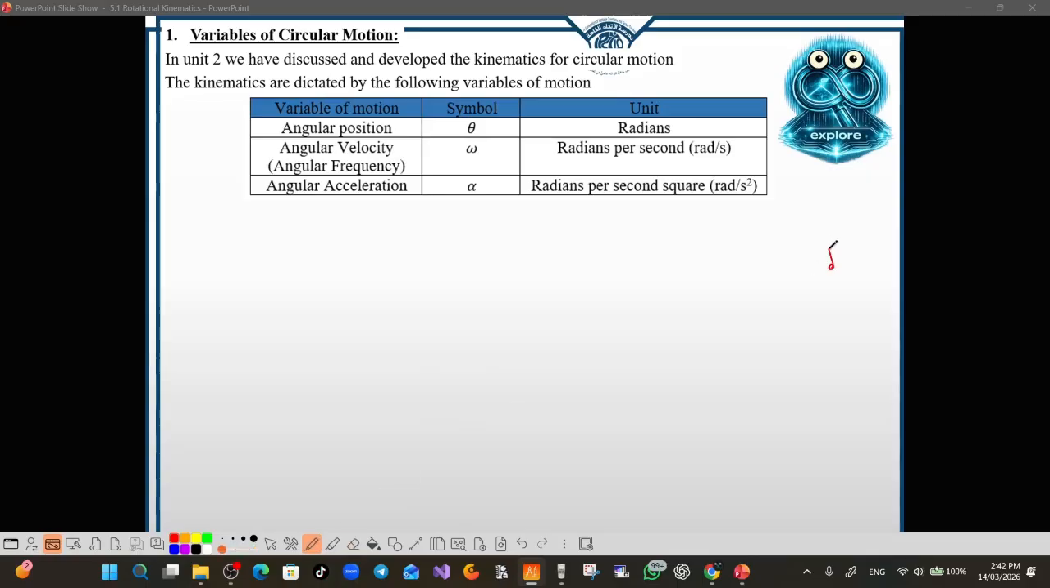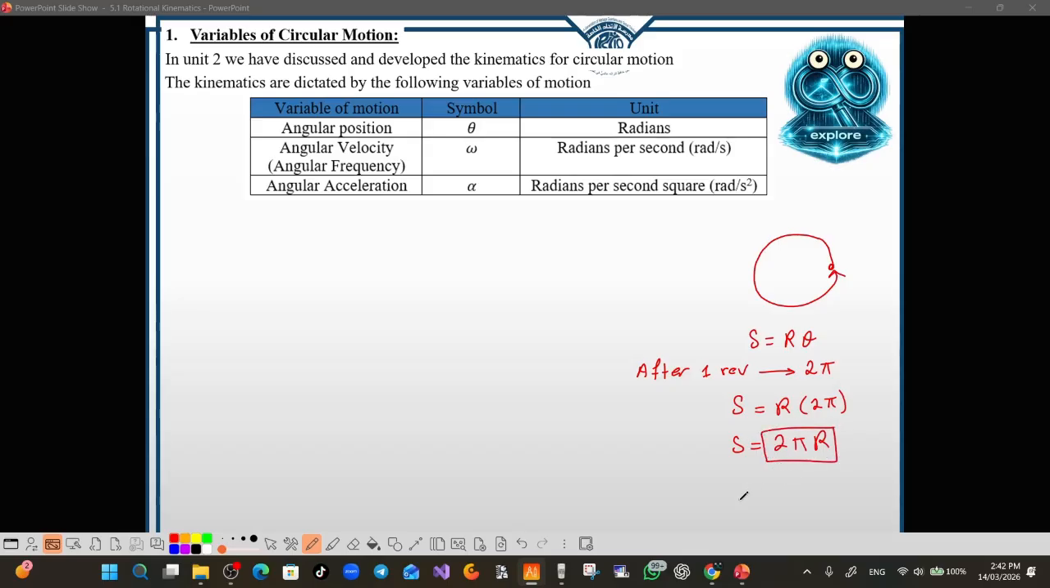Also, the distance traveled after we complete one revolution can be calculated via this formula, S equals r times theta. After one revolution, the measured angle will be 2 pi. So S is equal to R times 2 pi, which means the distance traveled after one complete cycle will be 2 pi R. This 2 pi R is known as the circumference of the circle, and this is how we calculate the circumference of the circle, or the distance traveled after we complete one full cycle.